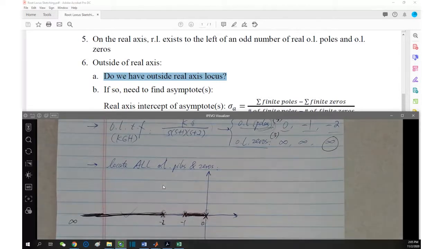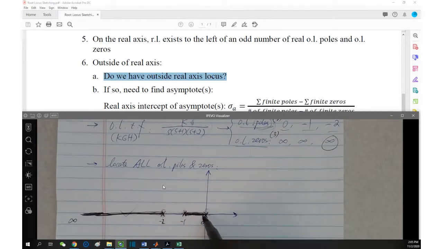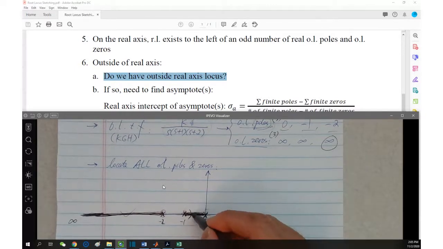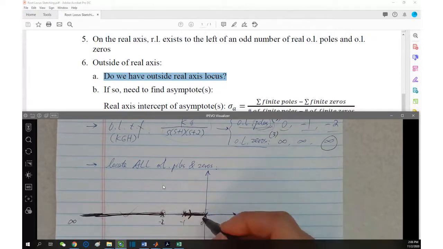However, look at this second branch. What do you see? 2 open loop poles, right? And never forget, open loop poles are what? They are starting points, and they can only be starting points. What does it mean? It means there's one root locus branch starting from -1 towards the right. There's another branch starting from 0 towards the left.